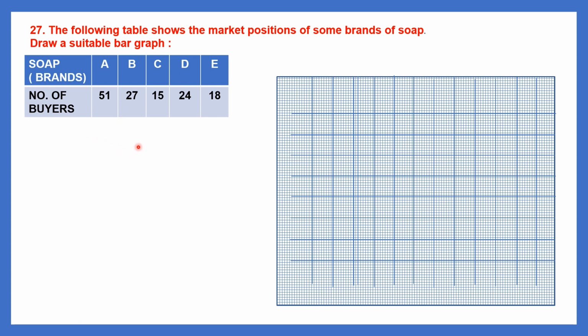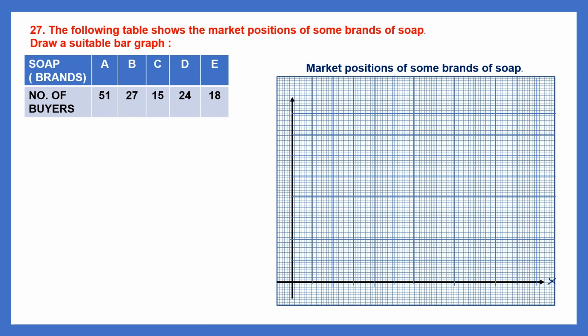So the first thing we do is we normally give it a title. So we give it a title, so we can call it market positions of some brands of soap as it's given in the question. You can take it straight from the question. Market positions of some brands of soap. So now when we start with a graph, the first thing we need to do is we need to draw our axis. So this one, this horizontal line will be the x-axis, and then we have a vertical line like this, and this is the y-axis.